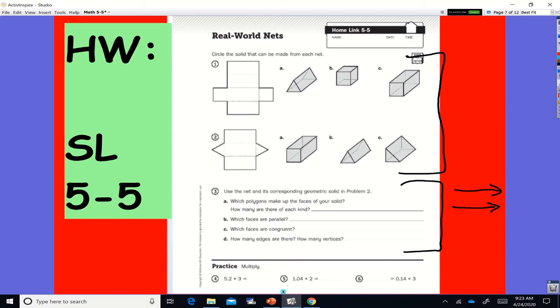Then down here, you're going to be multiplying decimals. Remember, when we multiply decimals, we do not line up our decimals. I'll set up number 4 over on the side here. So we have 5.2. I put everything up against my wall times 3.